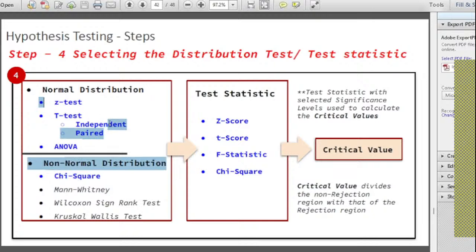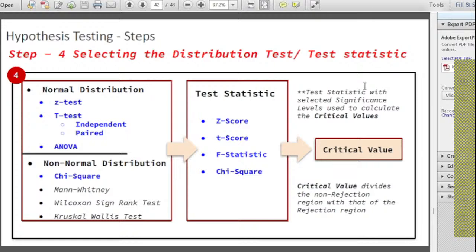These three, z, t and ANOVA, are known as parametric tests, and they are based on the assumption that the distribution is going to be normal. So they are called parametric tests: z-test, t-test and ANOVA. And chi-square does not make any assumption about the normality of the data set or the population, and that is called a non-parametric test. We will see the difference between parametric and non-parametric shortly, right?